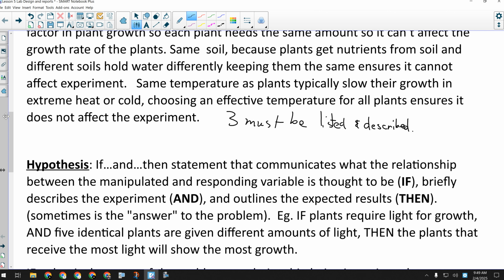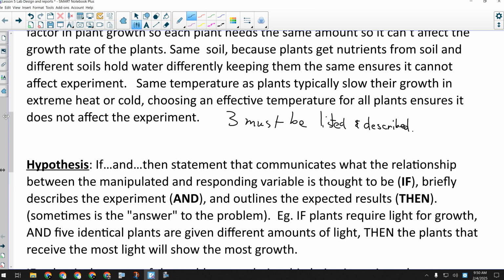Okay? But in your hypothesis, you would need to say something like this. All right? If plants require light for growth, and 5 identical plants are given different amounts of light, then the plants that receive the most light will show the most growth. Okay? Pretty simple hypothesis. It says that I think light affects plant growth positively. Okay? It says what I'm going to do, 5 different plants, they all get different amounts of light, and it also says at the end, then the plants that get the most light will grow the most. Okay? Everybody follow there? That's a pretty simple hypothesis, but that's the general blueprint for a good hypothesis.